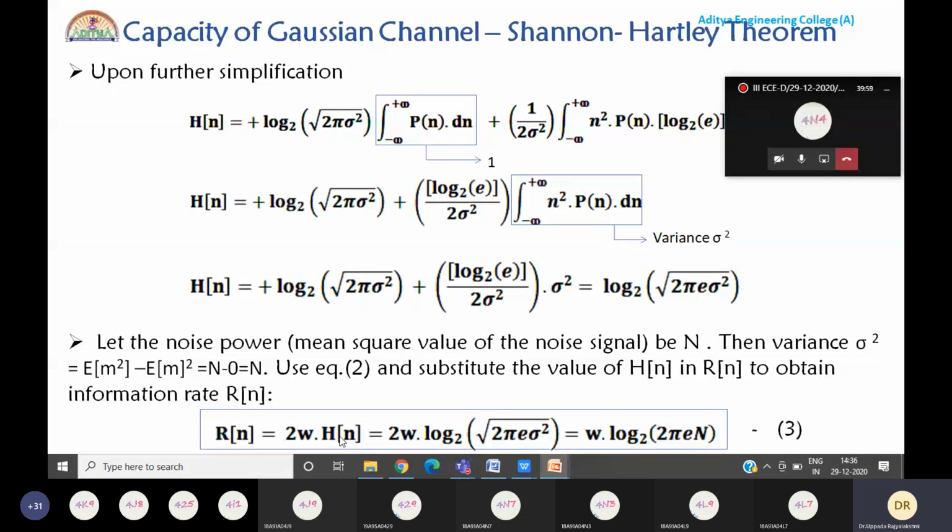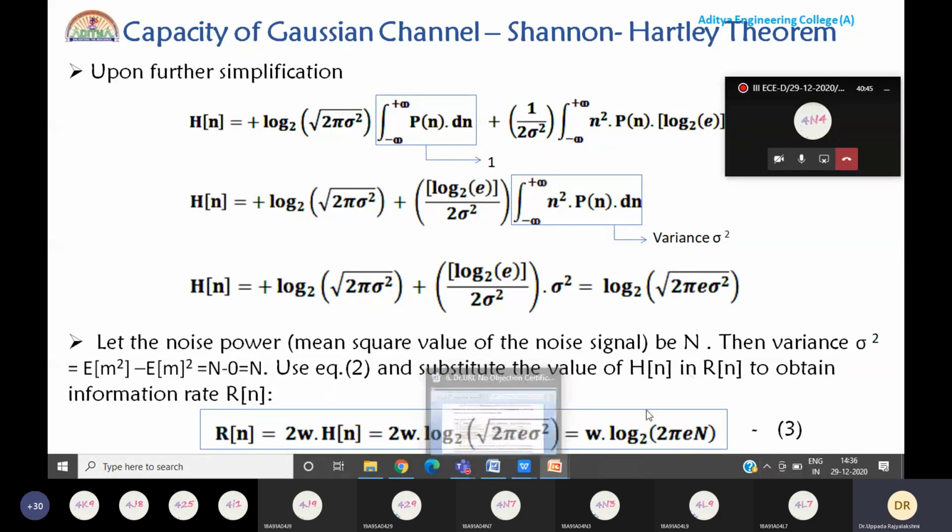So R of n is 2 omega into H of n, and taking the power 1 by 2 of 2 pi e sigma square outside the logarithm, the 2 and 1 by 2 get cancelled, and you will get omega log 2 pi e N base 2. Please consider this R of n, which is omega log 2 pi e N base 2, as equation 3. Now what is the next thing? Now you need to calculate the value of R of y.